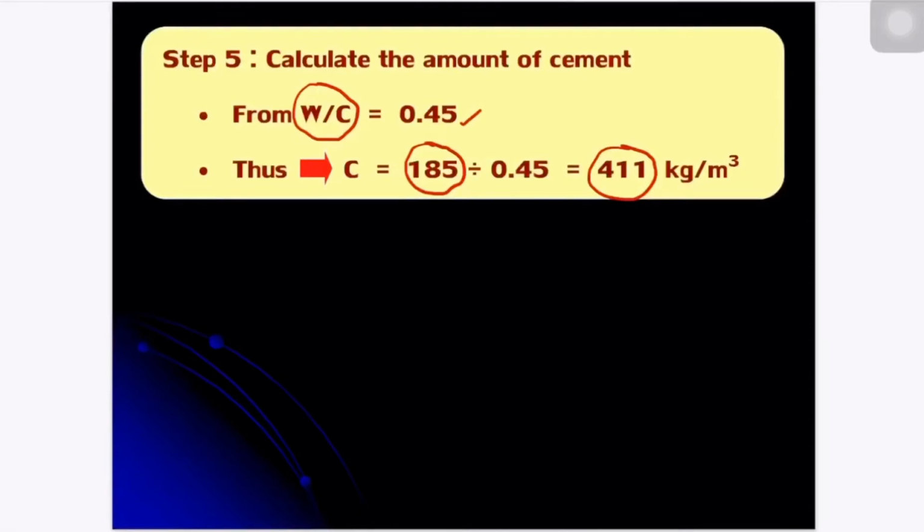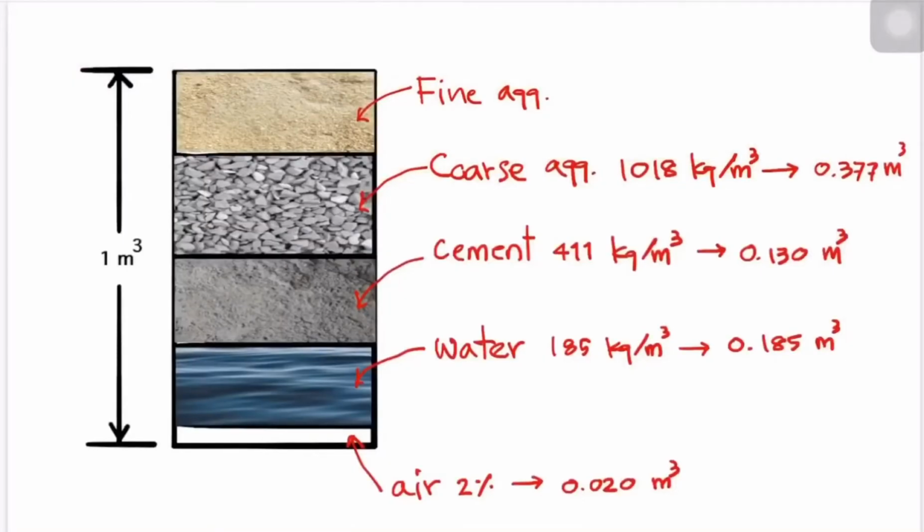And at this step, we must keep the volume of the concrete as 1 cubic meter. And from step number 2, we obtain the air content of about 2%, and the water content of this concrete is 185, and the cement content is 411 kilograms per cubic meter. And the last volume is coarse and fine aggregates.